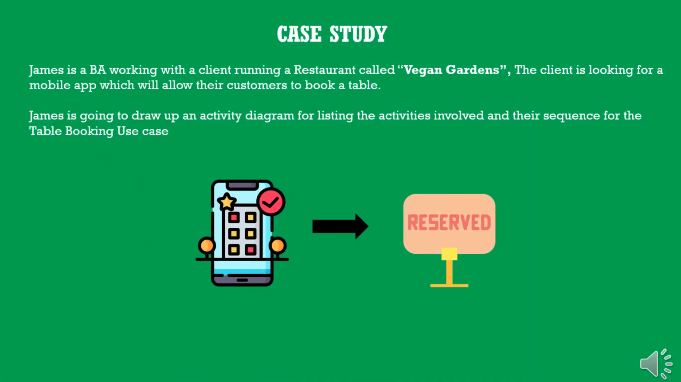As always, let us use a simple case study and draw an activity diagram for that. James is a BA working with a client running a restaurant called the Waken Gardens. The client is looking for a mobile app which will allow their customers to book a table. James is going to draw an activity diagram for listing the activities involved and their sequence for the table booking use case. Let's see how he does that.